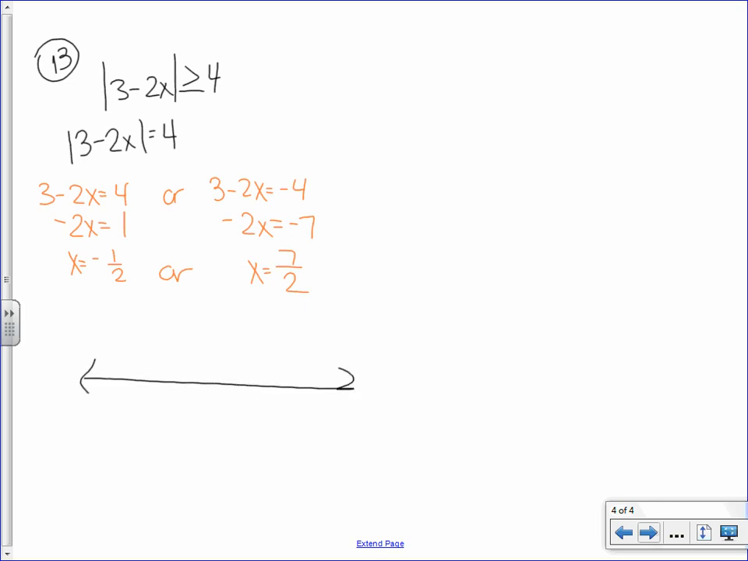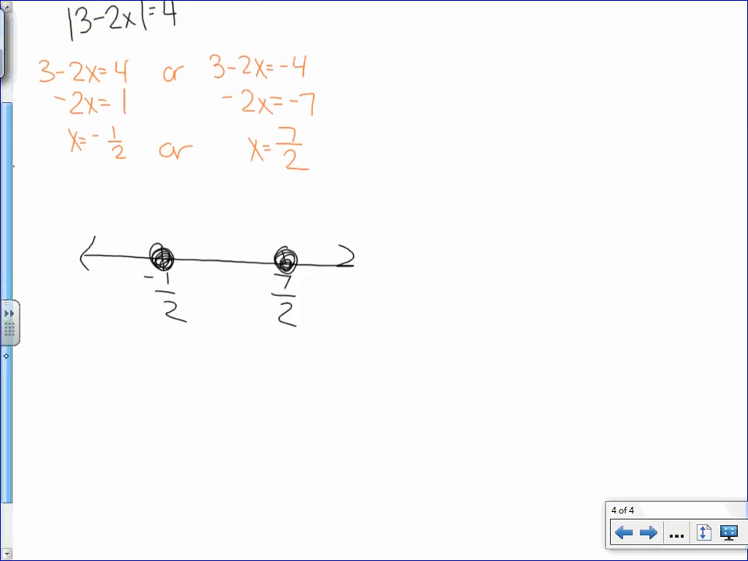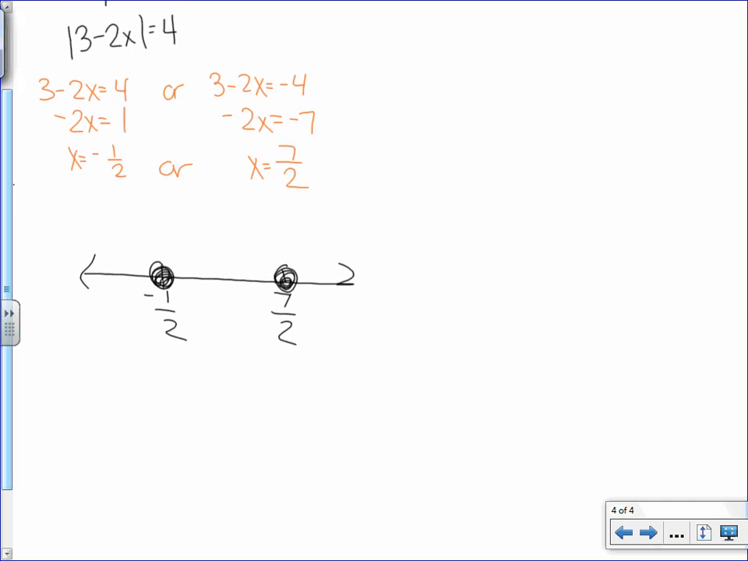So here's my negative 1/2. Here's my 7/2. There is an equal bar, so these are filled in. Okay. Now, you might be panicking about how to pick test points when there are fractions. Okay, negative 1/2 is kind of easy. You could pick negative 1. We got to be more negative. But if you're not sure, then just pick something that is absolutely going to be there, like negative 10 or negative 100. Okay, be smart about what you pick.